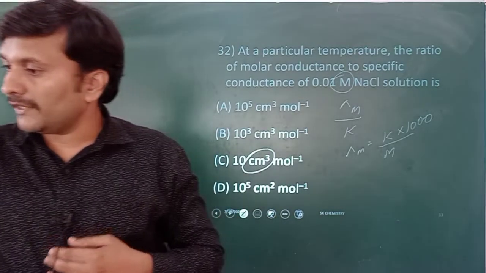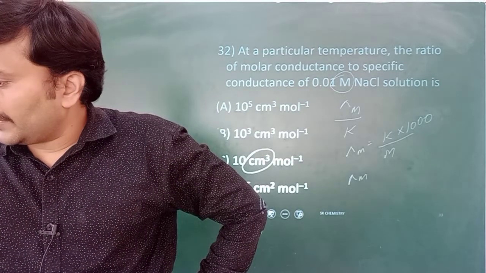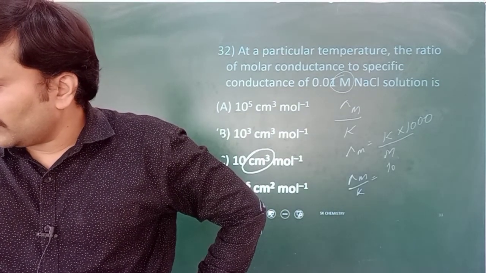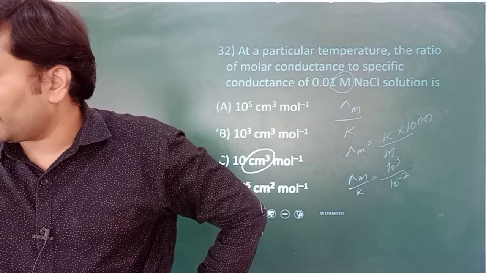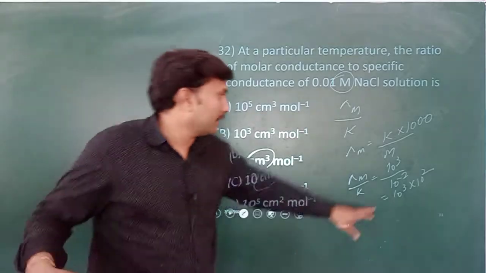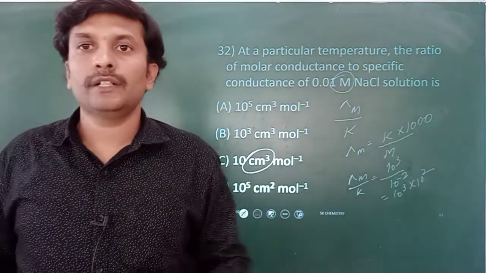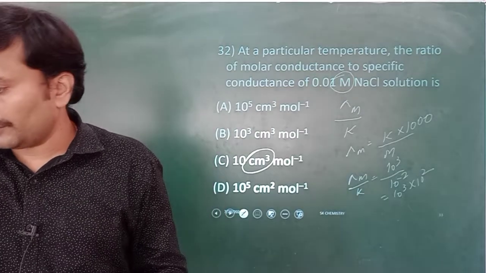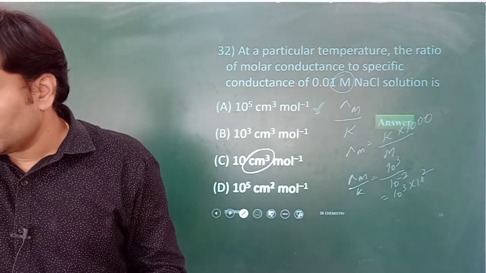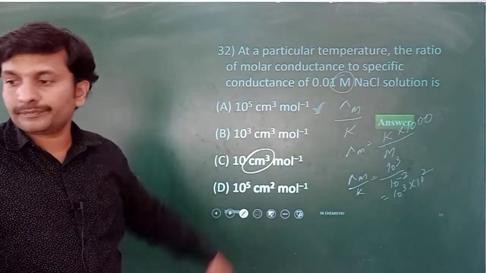So what is K? We want to find lambda m by K, that is 10 to the power of 3 divided by 10 to the power of minus 2. So it will become 10 to the power of 3 into 10 to the power of 2. Take it to the numerator, add it. What will be there? Answer, first option. Got it? You got the first option. Next.